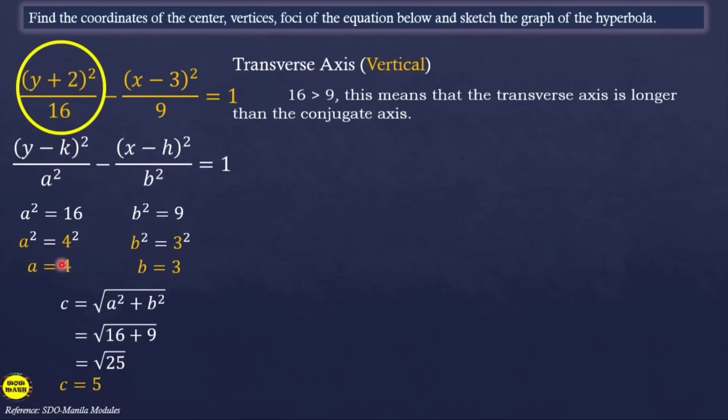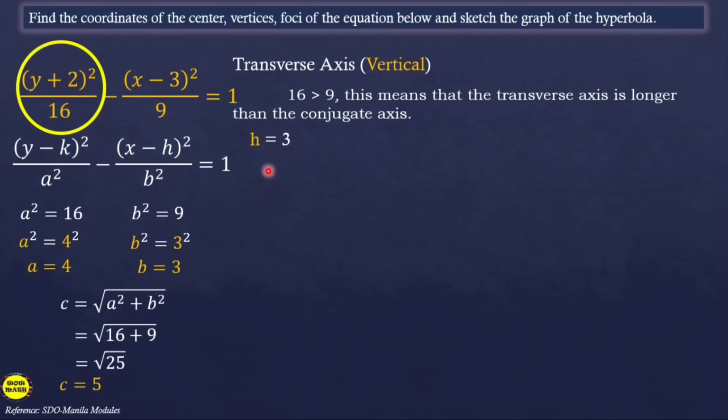So para saan ba yung A? Yung A natin ay para makuha natin ito yung distance mula sa center natin papunta sa vertex. Yung B naman, mula sa center papunta sa co-vertex natin. Yung C naman, mula sa center papunta sa focus natin. Kaya natin sila kinukuha. So, kunin na natin ngayon yung coordinate.